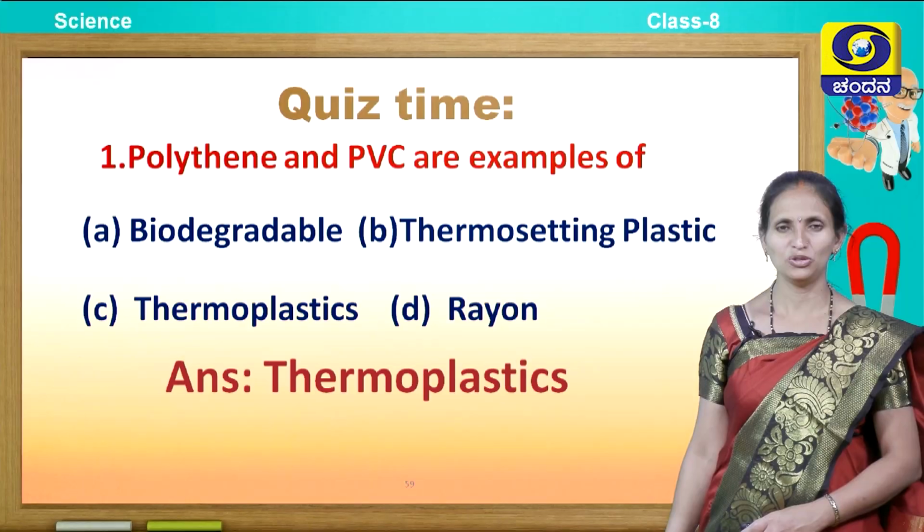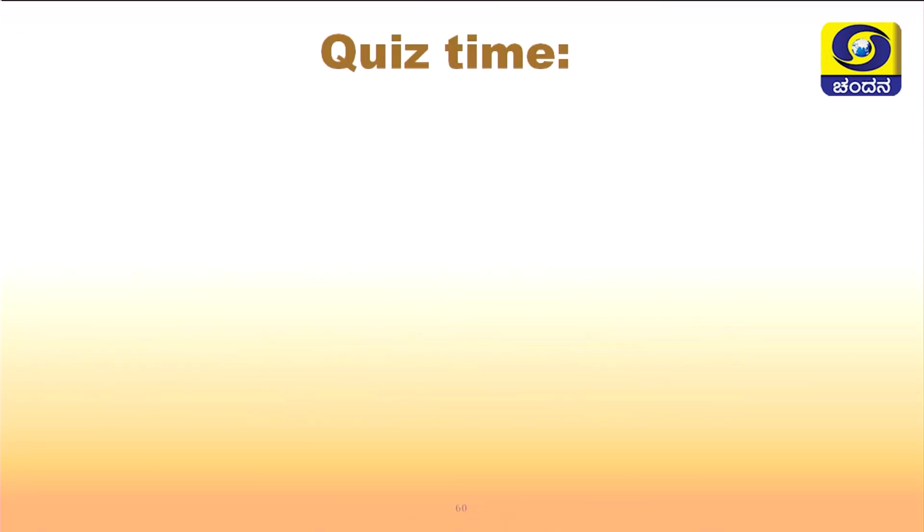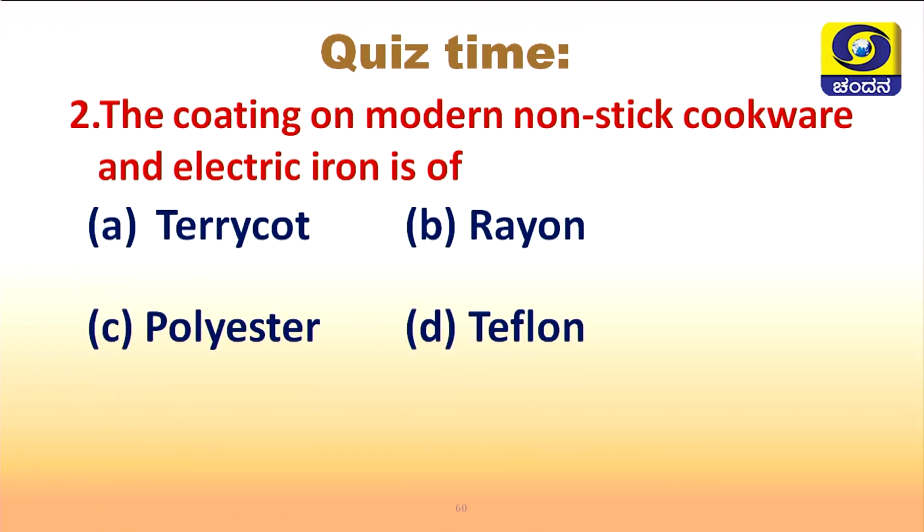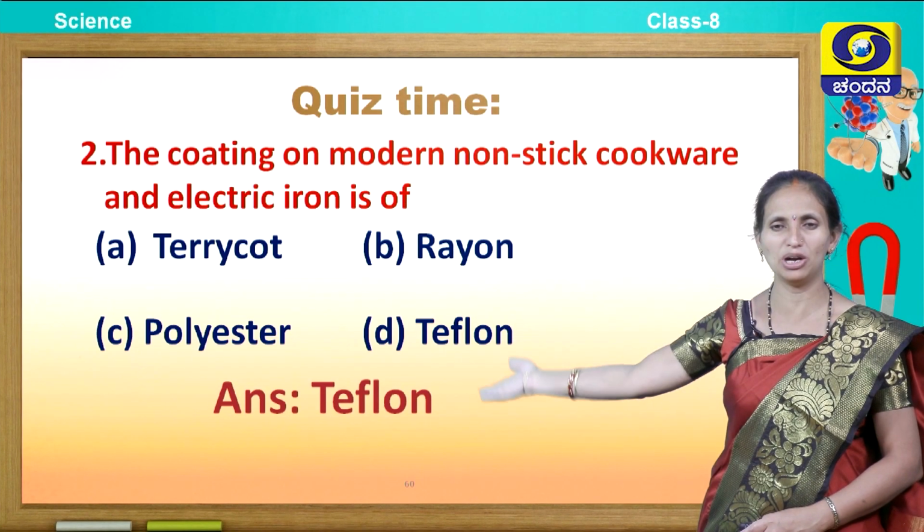Very good. Let us move on to the second question. The coating on modern non-stick cookware and electric iron is of. The options are A, terracotta, B, rayon, C, polyester, D, Teflon. What would be the answer? Very good. The answer is Teflon. The non-stick cookware which are used in our kitchens are made up of Teflon.